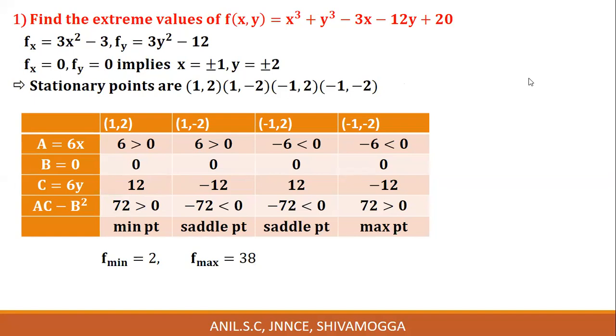No. For maximum and minimum both, AC minus B square must be greater than 0. For the extreme values, AC minus B square is greater than 0. If it is less than or equal to 0, the point is said to be a saddle point. It is neither maximum nor minimum. This must always be positive, AC minus B square. If A is greater than 0, it is a minimum point. If A is less than 0, it is a maximum point. This will decide whether it is a maximum or minimum point, not the other condition. That condition decides only that it is an extreme point. It may be maximum or it may be minimum.